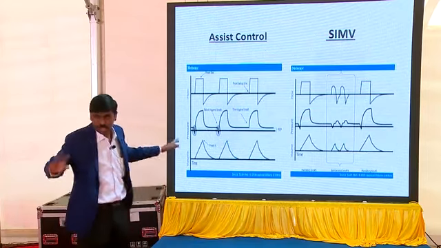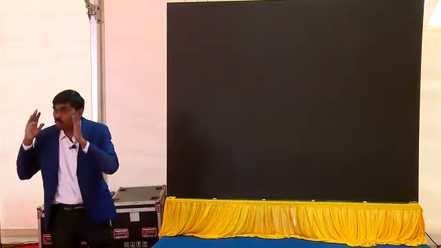Okay, coming back. So that's about SIPPV, which means all breaths are supported. SIMV means only a set number is supported.